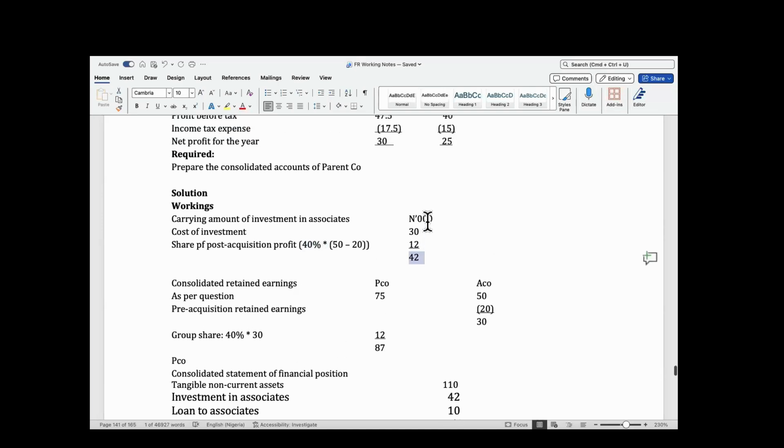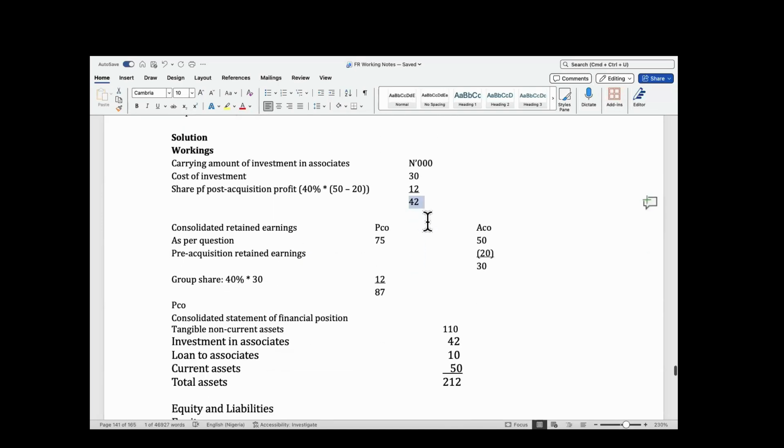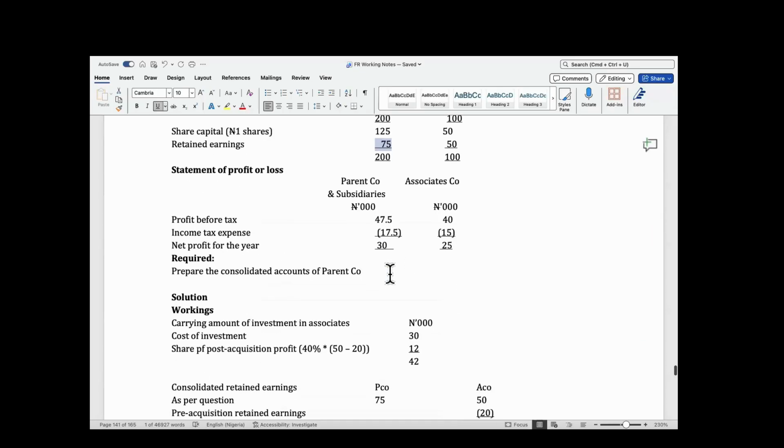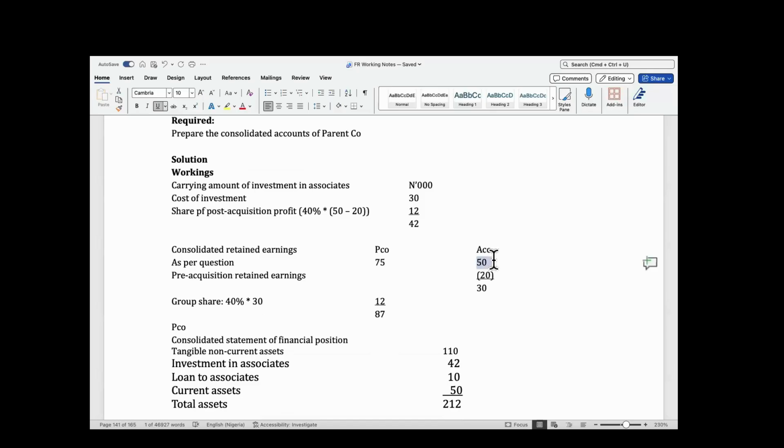Then my retained earnings, because I usually take a share of the profit of the associates. So this is my retained earnings. You look at it. This is retained earnings of the parent and the subsidiary, 75. This is the retained earnings of the associate. Remember, there was a pre. So this is the post. We take a share of this. We usually consolidate that. Our share of post-acquisition profit, so we take 40%. So this is my consolidated retained earnings.